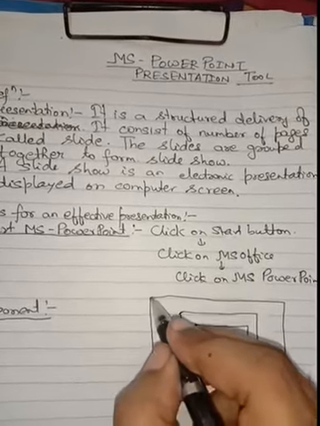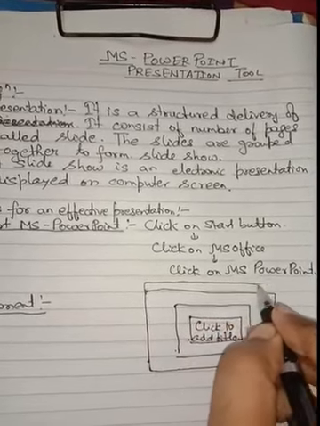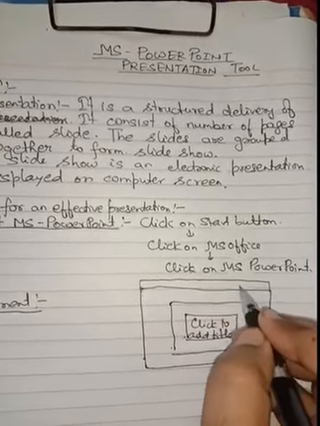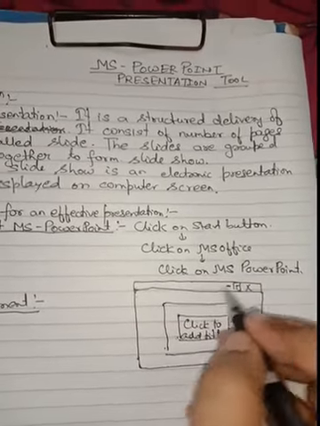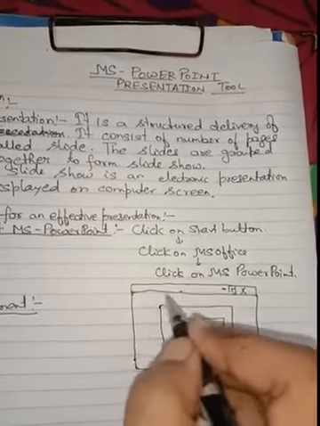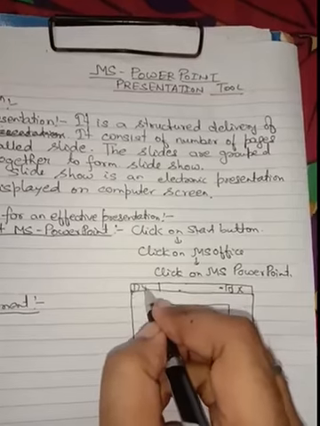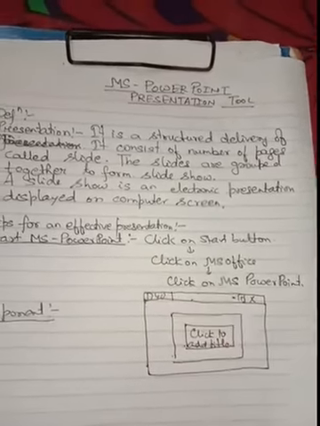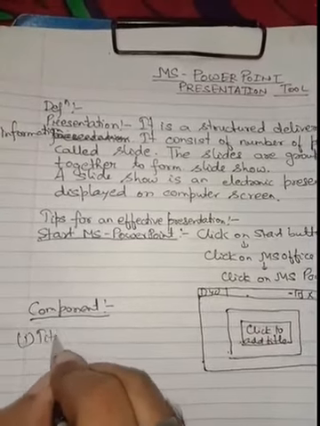The title bar is here. We have the minimize button, maximize button and close button over here. The name of the file which you save appears here, and here is the quick access toolbar, in which the save button, undo, redo and all these options appear. So the first component is the title bar.